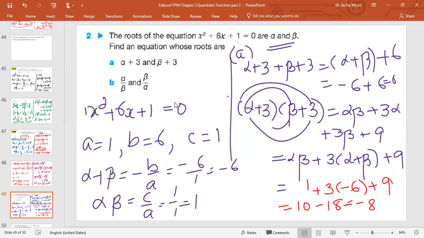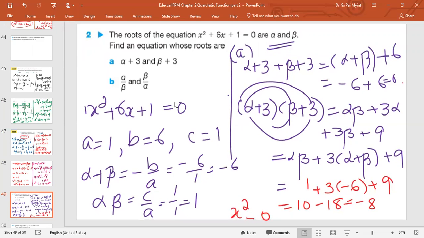So you can write the equation. How do you write? The required equation is x squared minus sum of the roots. What do you get? Sum of the roots is 0. So 0x, no? And then product of the roots is minus 8 equals 0. So what is the solution? The solution is here x squared minus 8 equal to 0. This is the required equation for A.